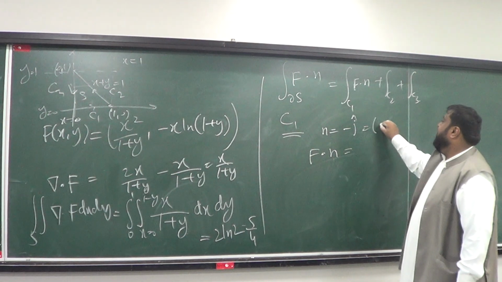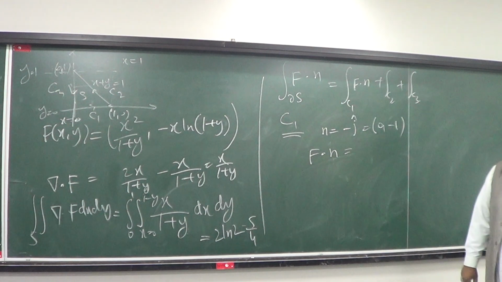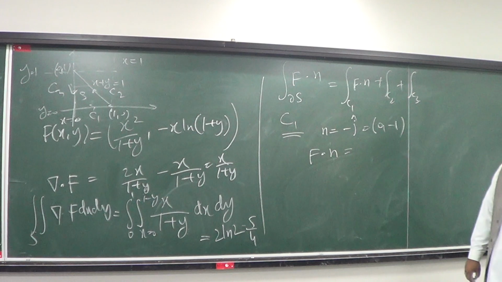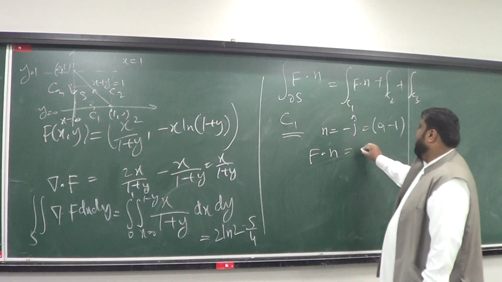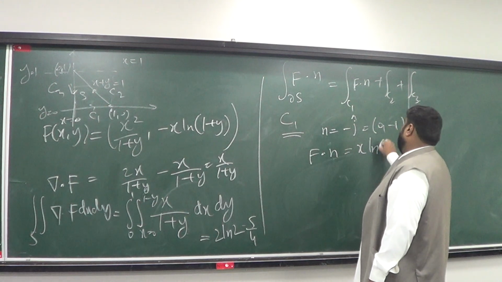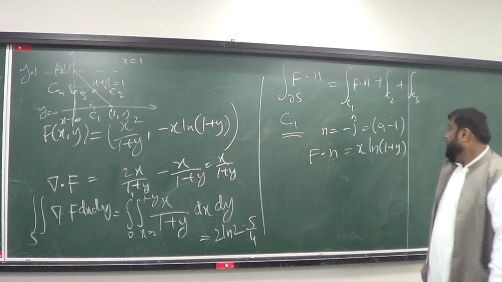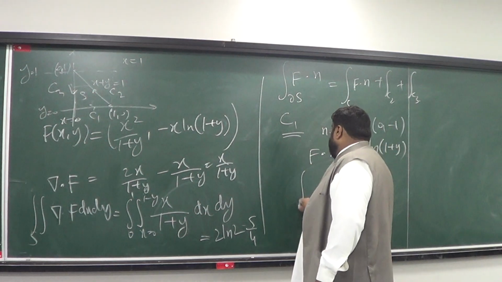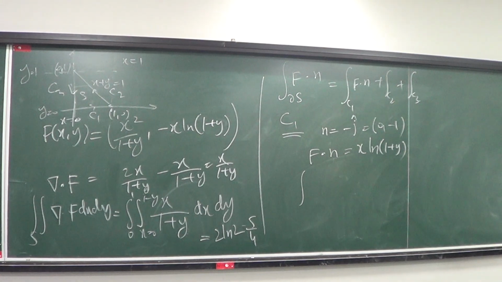So what would be f dot n? You have a 0 and a minus 1 actually. So f dot n is going to be what? The first component would be 0, so you're going to get x log of 1 plus log of 1 plus 1. Is that right? Okay. And now integrate it.